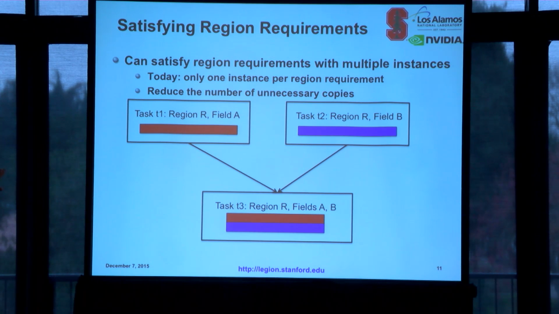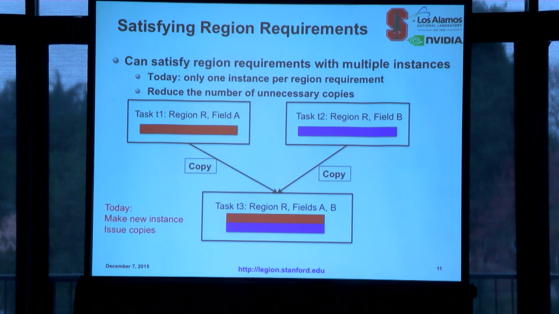So we might have one task that's writing field A, and another task that's writing field B, and a third task that's consuming both fields A and B. Today, if each of these first two tasks make separate instances, this third task is going to have to make a third instance. And we're going to have to issue copies in order to update the data in this new instance. This is really unnecessary. Really, task 3 should be able to reuse, if it wants to, the previous two instances that were already generated by the two tasks before it. We actually want to get rid of those copies.